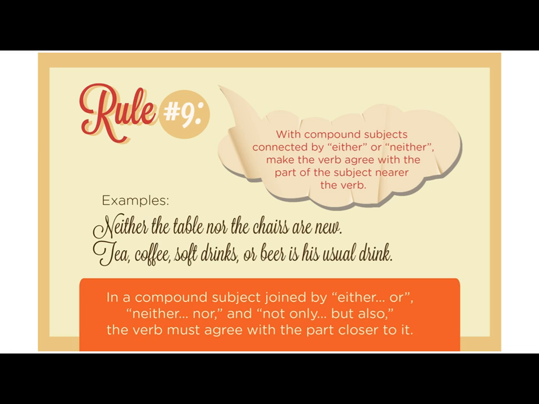Next rule. With compound subjects connected by either or neither, make the verb agree with the part of the subject nearer the verb. Example. Neither the table nor the chairs are new. Example. Tea, coffee, soft drinks or beer is his usual drink. In a compound subject joined by either or, neither nor, and not only but also, the verb must agree with the part closer to it.